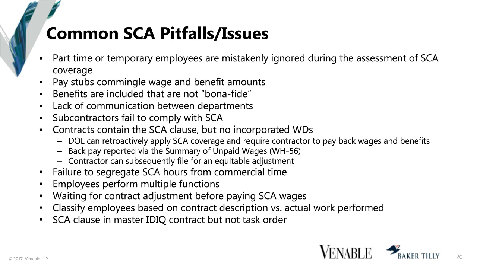Another common pitfall is when the contract contains the Service Contract Act clause, but there's no incorporated wage determination. The wage determination is really the document that tells you what wage and fringe benefits you need to provide. Without that in the contract, the contractor is left in a gray area where the contract says under the SCA clause that you have to pay the prevailing wage to your service employees, but that prevailing wage is not determined because the wage determination is not part of the contract.